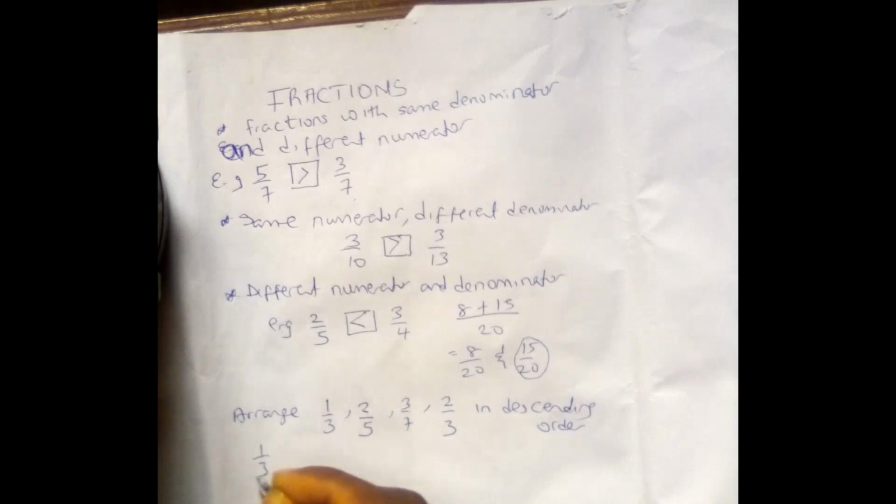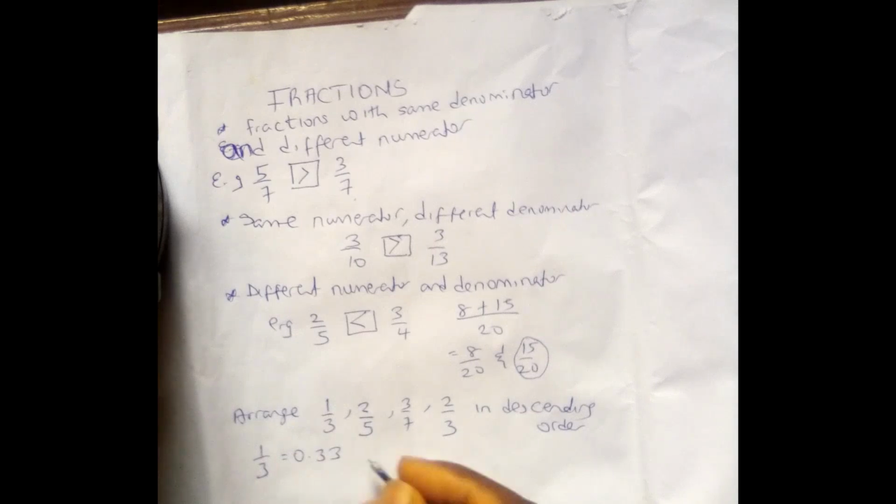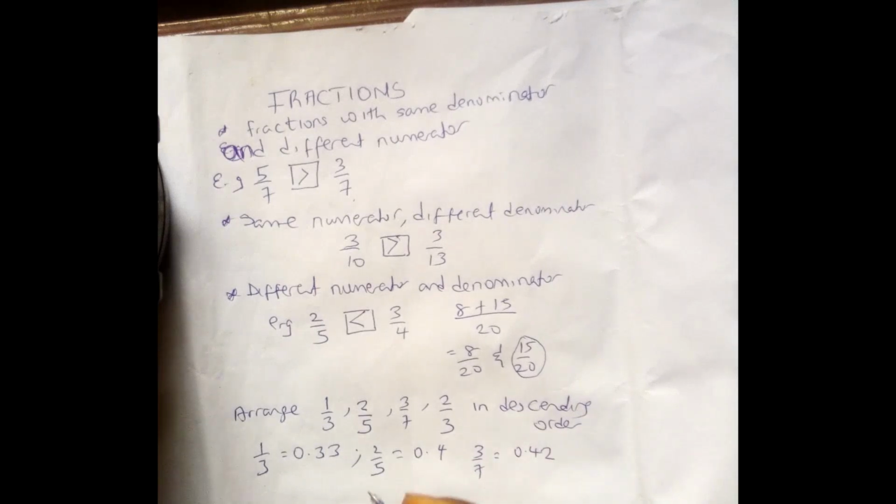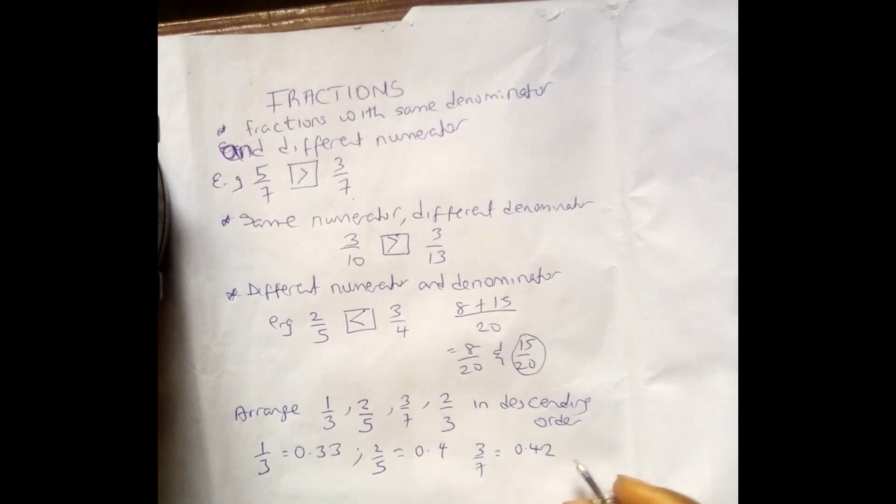Now 1/3, when you divide it, you get 0.33. Then we have 2/5. When you divide it, you get 0.4. Then 3/7, when you divide it, you get 0.42. Then 2/3. When you do 2/3, you get 0.66.